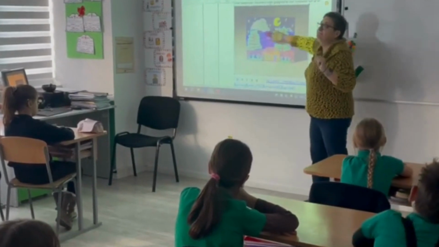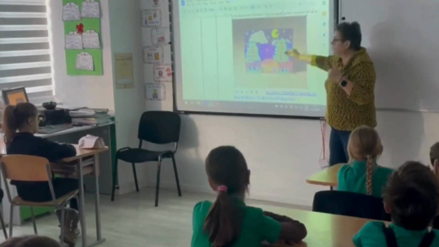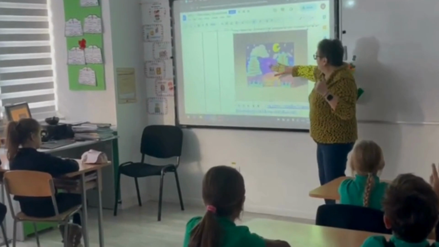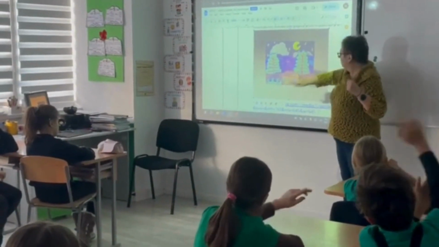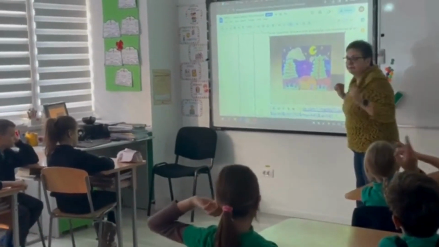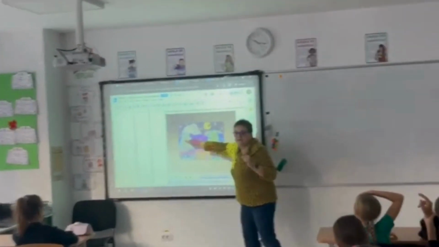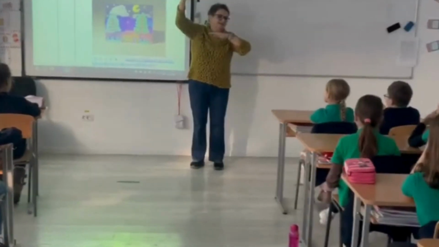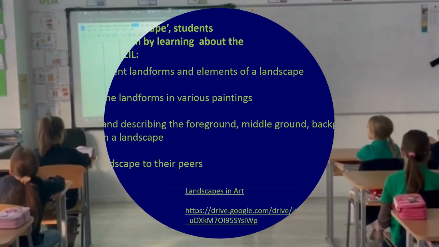Then we have the middle ground. In the middle, okay? The middle ground. What can you see in the middle ground? Some trees. Some trees, yes. And then we have the background, the third layer, the background. What can you see in the background? Hills. Hills. Okay. And then we have the horizon line, okay? Where the earth meets the sky. Linea horizontale. Yes. Wow. Far, far away.